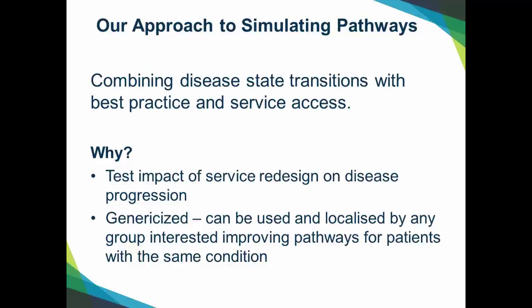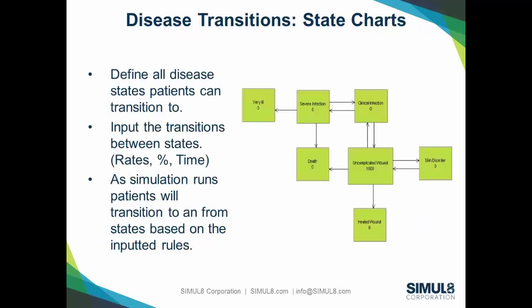So I wanted to look at disease transition in a little bit more depth, and this is an example of wound care. It's showing how people move from being in an uncomplicated wound state to either having a healed wound, which is of course the desirable outcome, to possible death, to having a skin disorder, clinical infection, severe infection, becoming very ill. And depending on the sorts of interventions, the kind of treatments that people are getting, then the longer they stay in that uncomplicated wound state, the more likely they are to have complications which come from that.